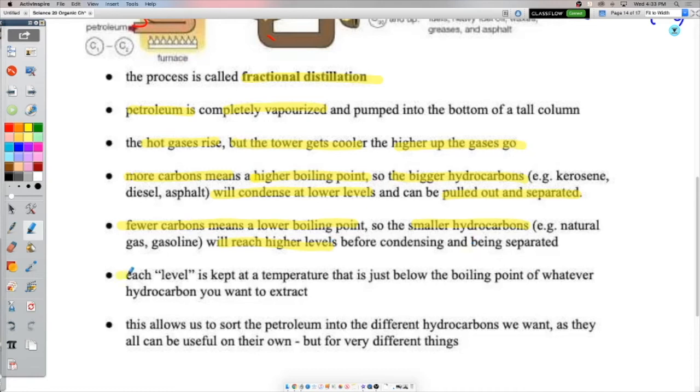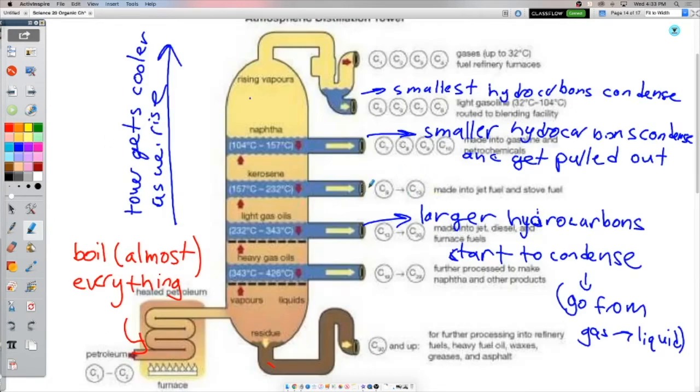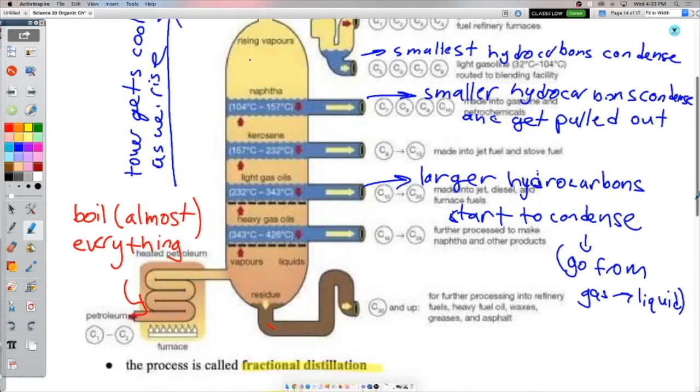So each level is kept at a temperature that is just below the boiling point of whatever hydrocarbon you want to extract. So if you're looking for C9s to C12s, you put it just below the boiling point of C9, and then all the C9s to C10s will kind of turn into liquids here, and then you can pull them out when they turn to liquid.